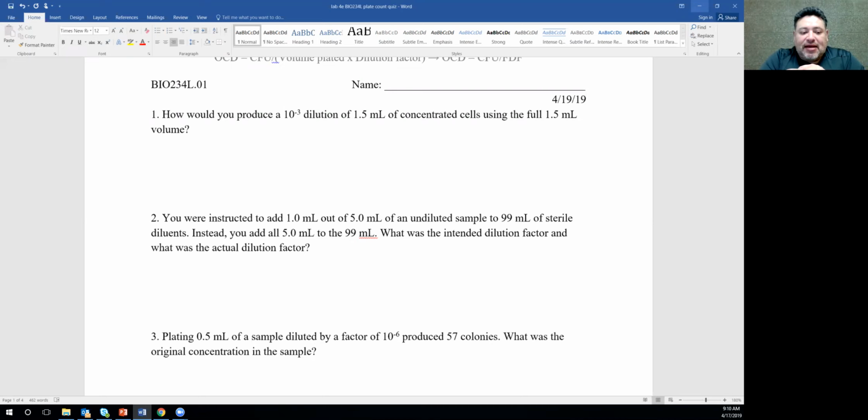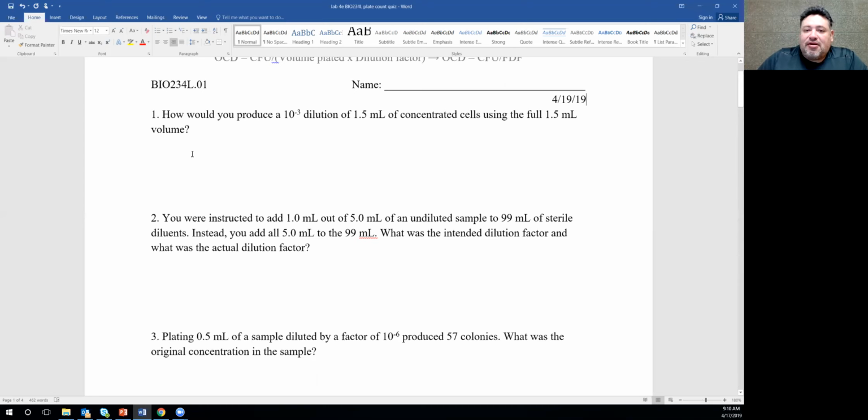What this lab entails is enumeration of bacteria. It's quantitative microbiology. And I've uploaded a PowerPoint that goes through a diverse set of problems, okay? And you're welcome to look at the problems through the PowerPoint and kind of teach yourself if you choose to.